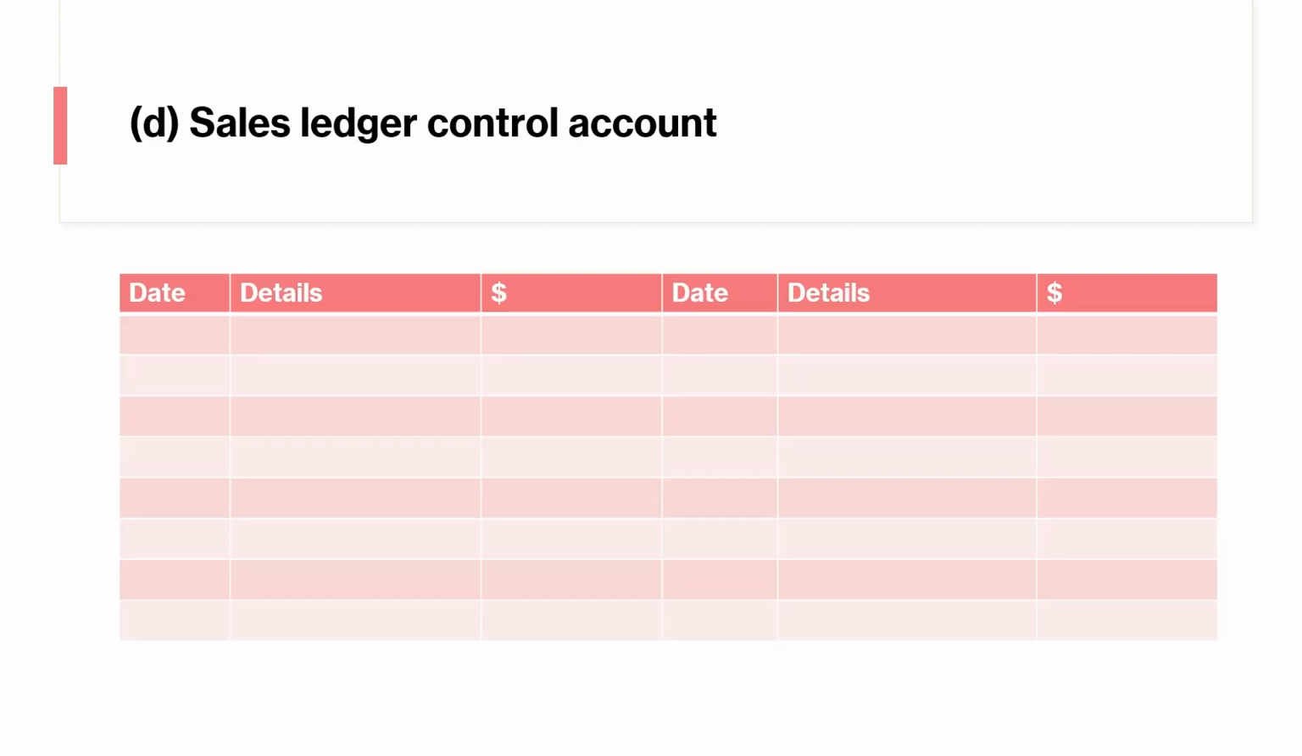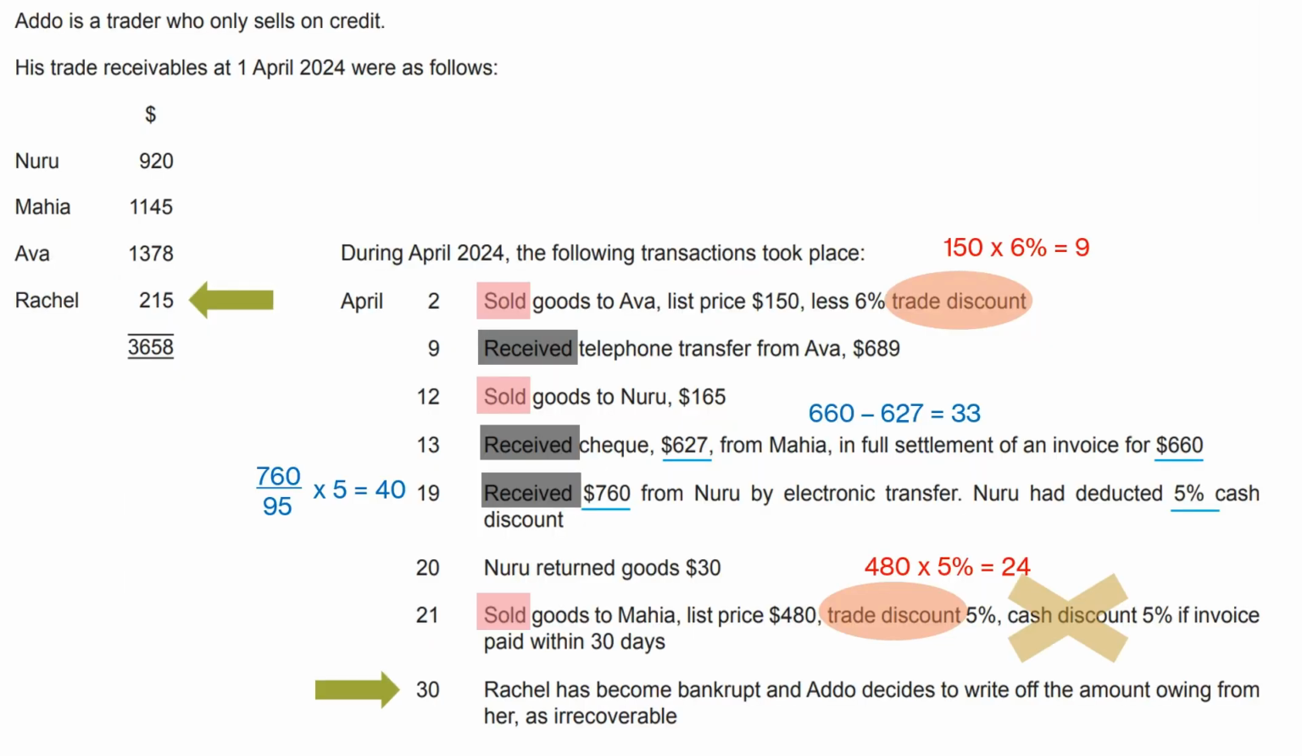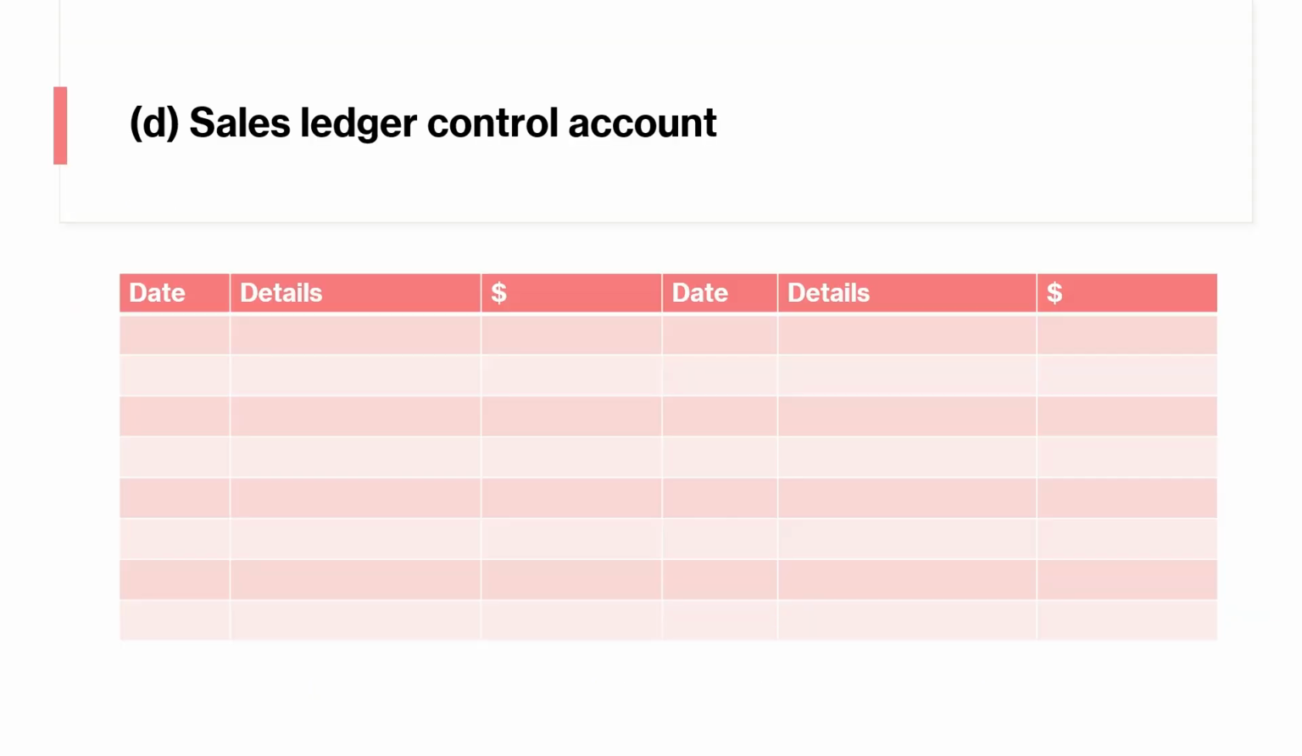Then part D, we are supposed to prepare the sales ledger control account. The sales ledger control account summarizes the transactions relating to trade receivables for the period. So how do you record the entries in the account? First, we will have to record the balance. And this gives us information about the balance brought down. So on the 1st of April, there was a balance brought down of $3,658. So you record that first. On the 1st of April, balance brought down 3658.